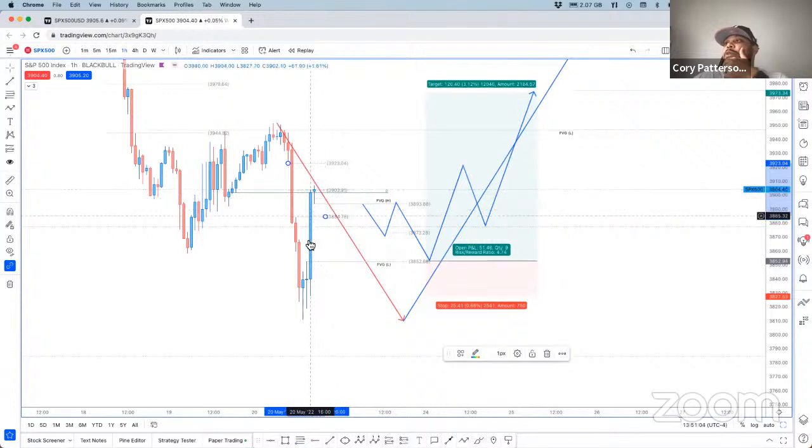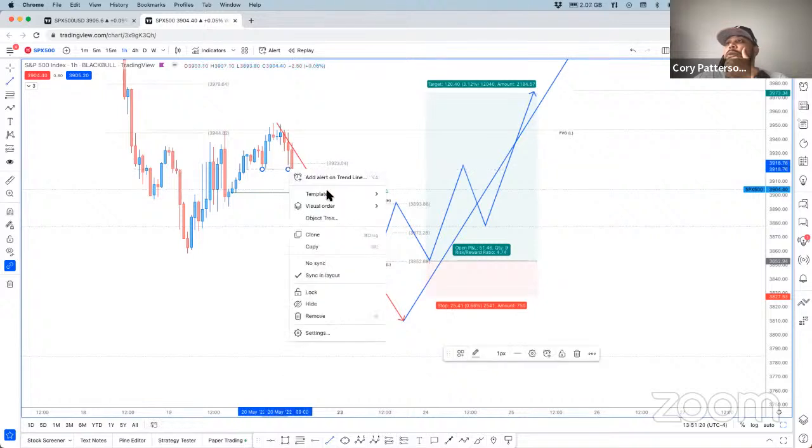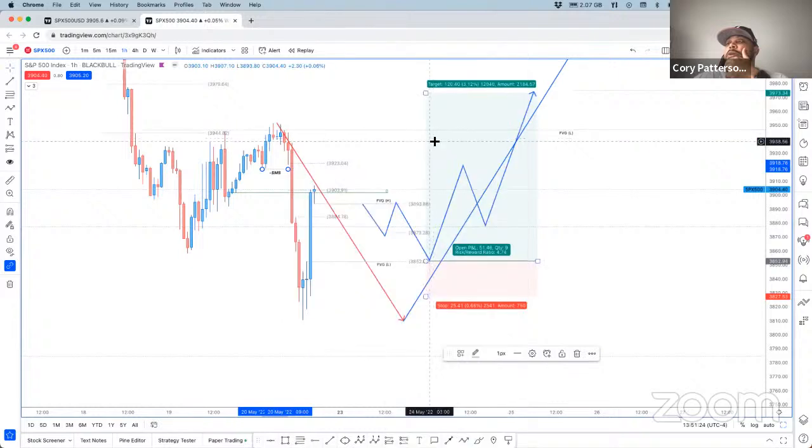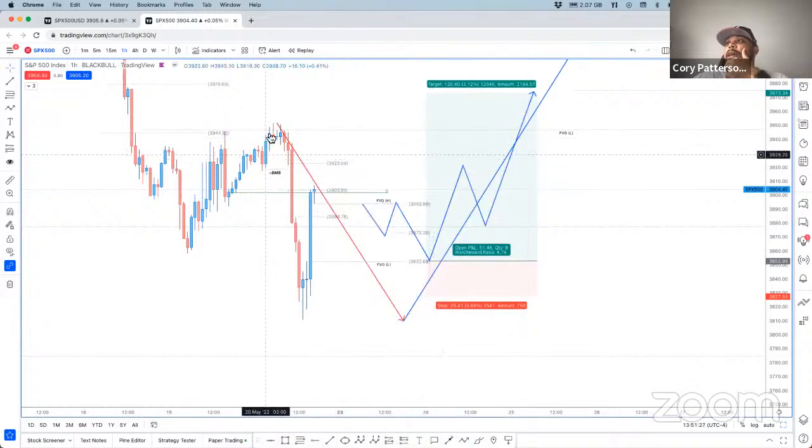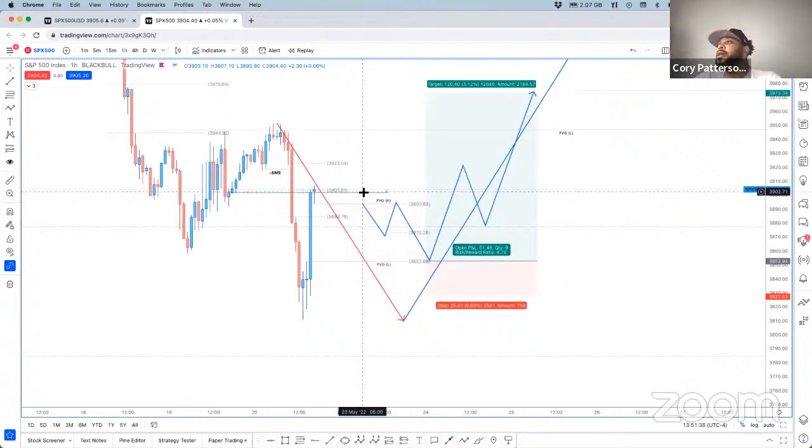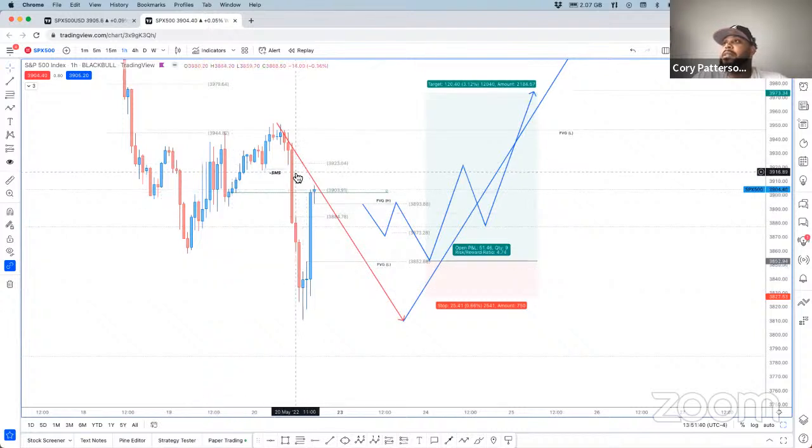Because we traded up so sharply, we could just be coming up to this imbalance, which gave us a shift in market structure right here when we traded below this low. Right? We left an order block right here. We left an imbalance right here. And we are at the middle at 39.03.